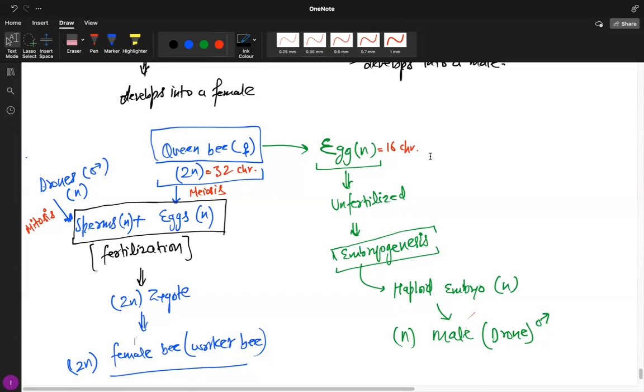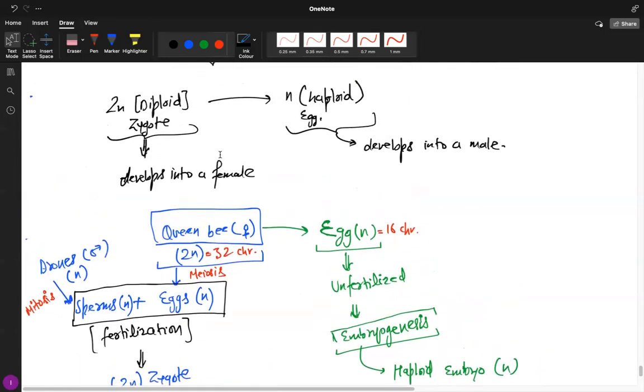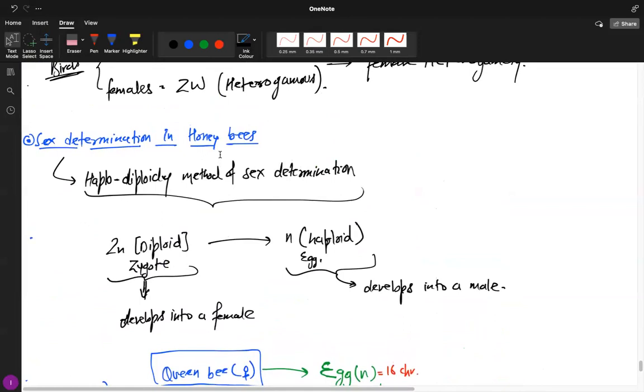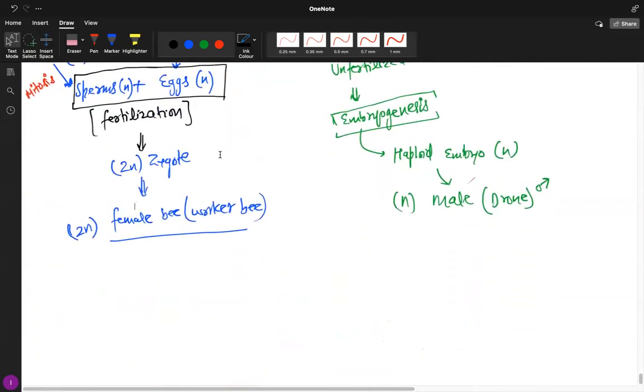So this is a very interesting haplodiploidy method of sex determination, which takes place in honeybees. Honeybees, by the way, are also insects, but they have this special kind of sex determination, which makes them different from other insects like fruit flies, which are a very good model system for research, and mosquitoes and cockroaches and all. Your house flies also have the normal XX heterogamety and homogamety models.